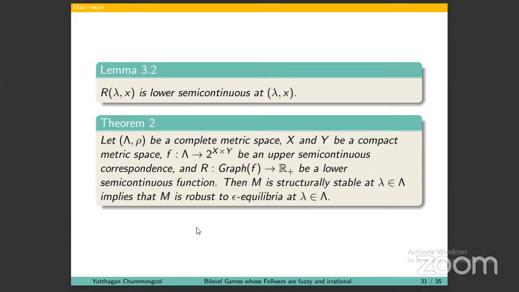that the rationality function of lambda and x is lower semicontinuous at lambda and x, and we have lemma 3.1 and lemma 3.2. We can prove theorem 2: let lambda and rho be a complete metric space, X and Y be compact metric spaces, f be an upper semicontinuous correspondence, and the rationality function be a lower semicontinuous function, then M is structurally stable at lambda belonging to set of lambda, which implies that M is robust to epsilon equilibrium at lambda belonging to set of lambda. In this talk, we discuss that this model being structurally stable implies robustness to epsilon equilibrium.